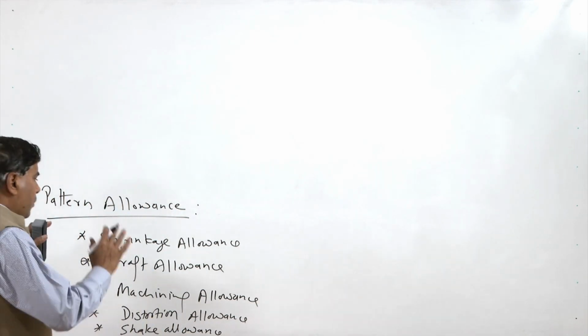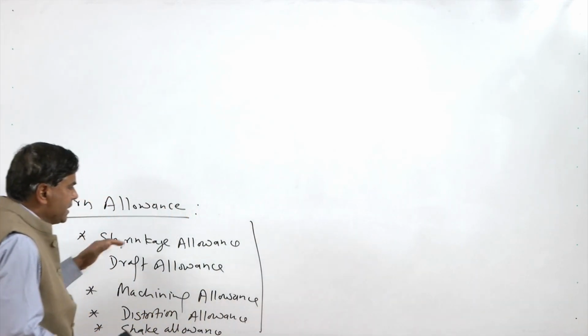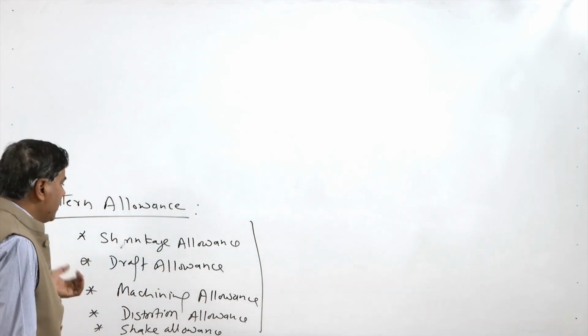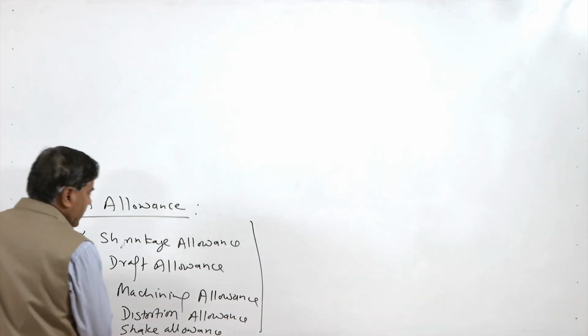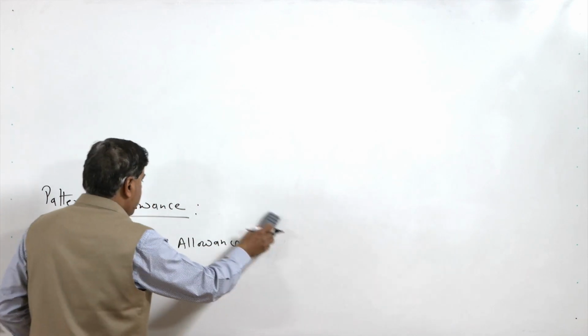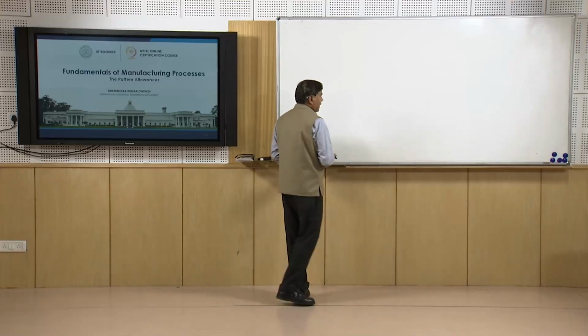So, the rationale for providing these allowances, why we need to provide these allowances, and how these allowances are provided in the pattern, that is what we will be talking about one by one. So, starting with the shrinkage allowance.